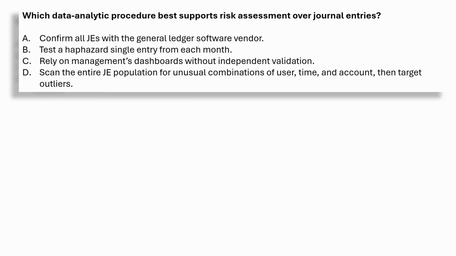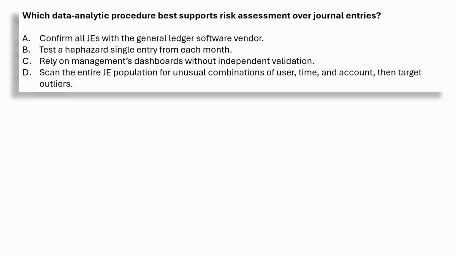All right, let's really unpack this one. Question: which data analytic procedure best supports risk assessment over journal entries? Option A, confirm all JEs with the general ledger software vendor. Nope, the software vendor doesn't know or care what your client books. They only sell the system. Asking them to confirm entries is like asking the car dealer if you ever sped in your car.